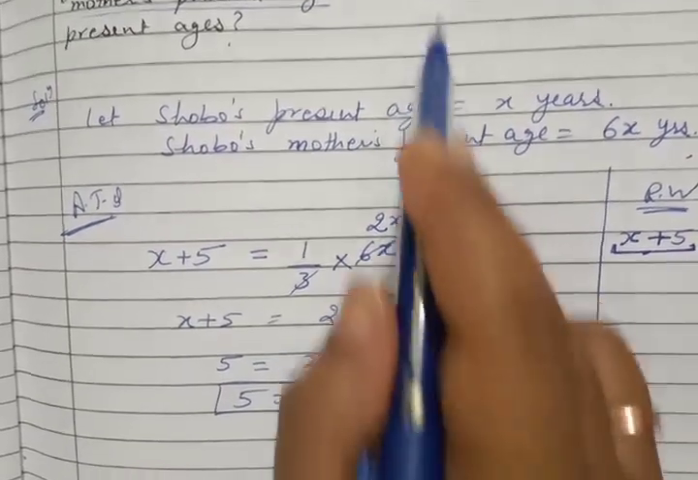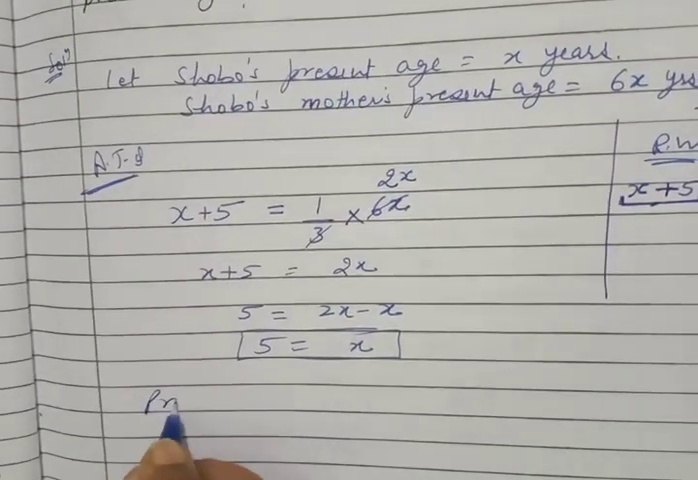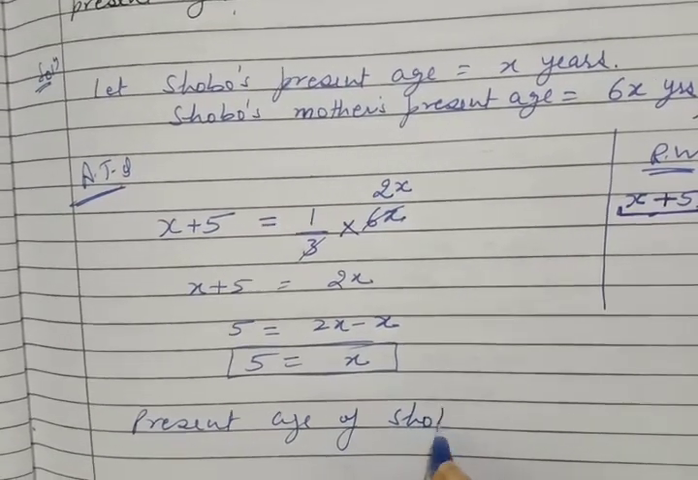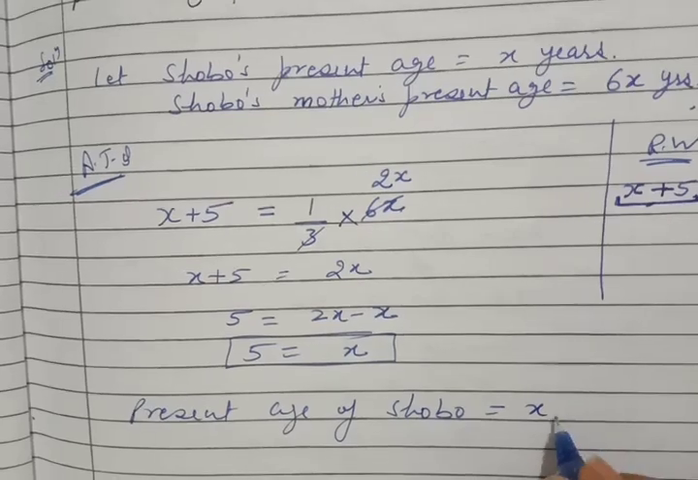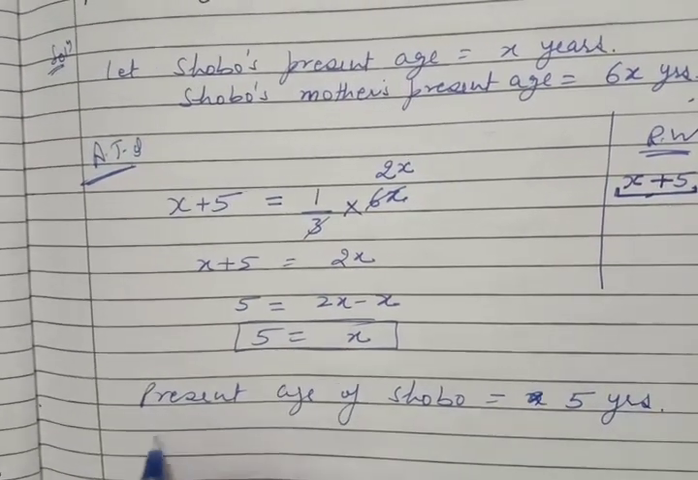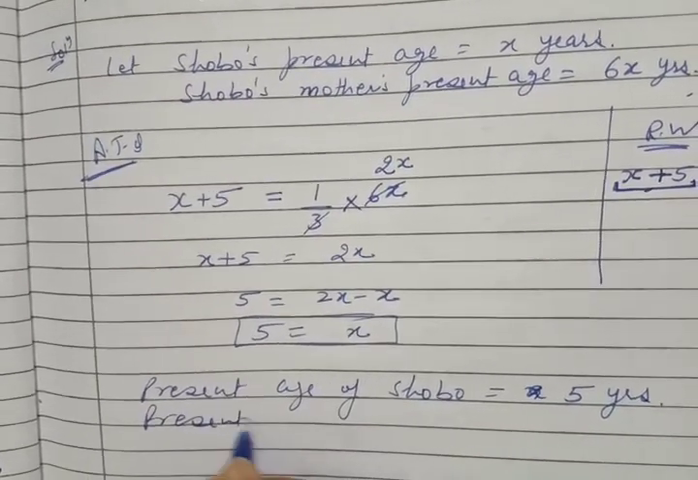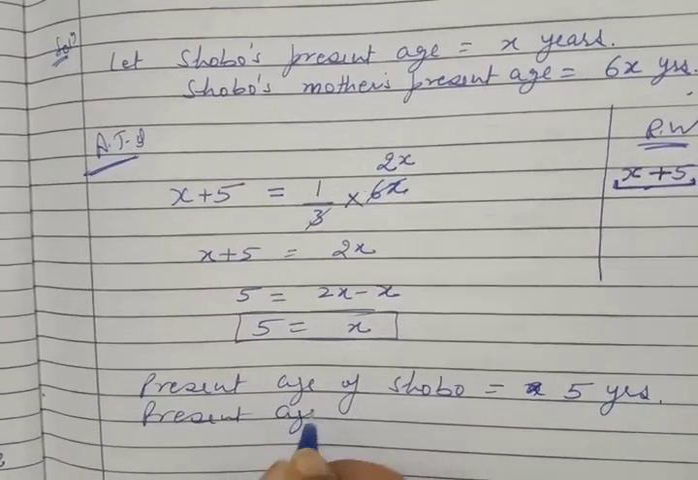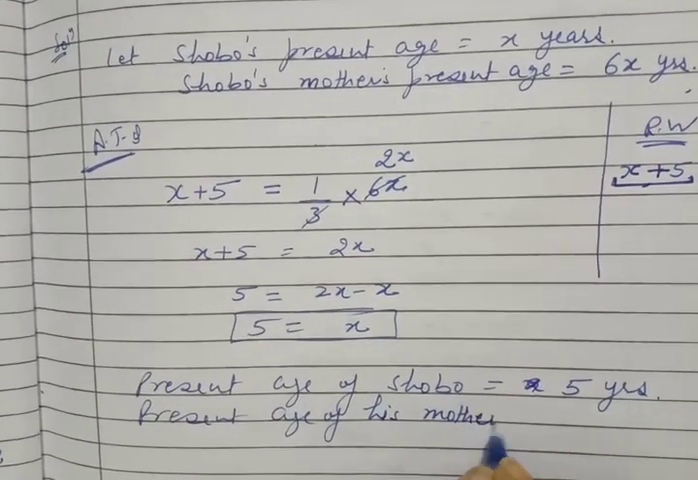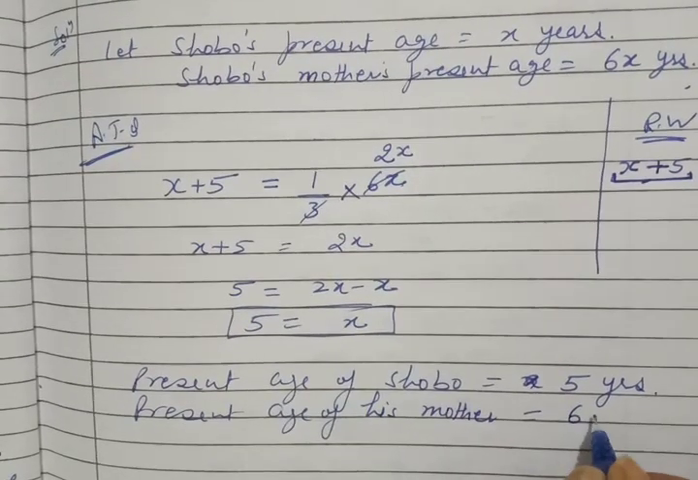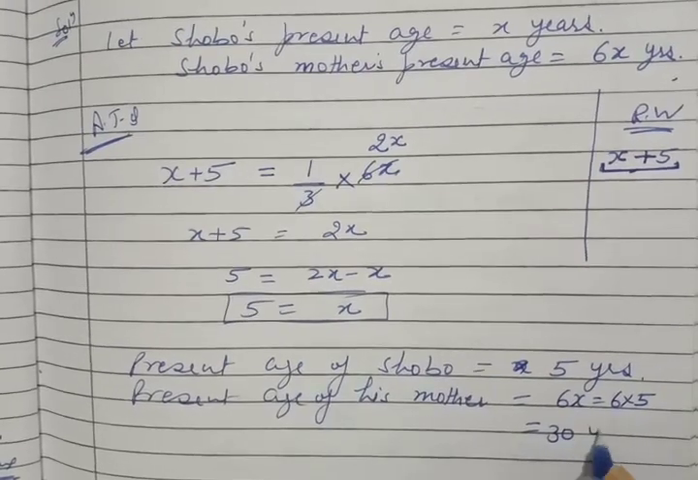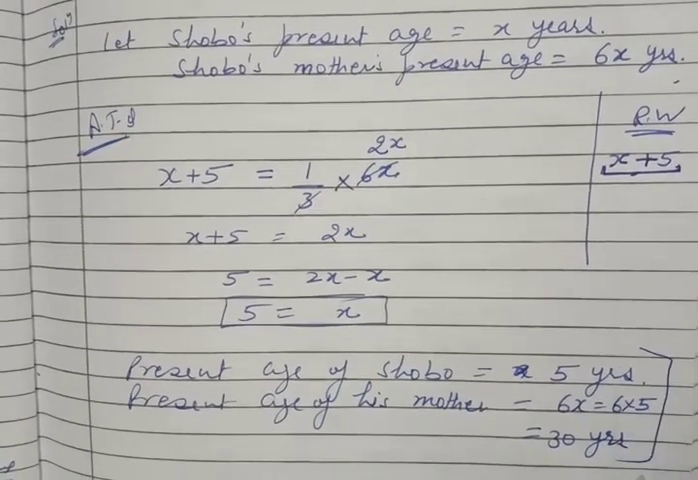Now the last two lines. What are their present ages? So present age of Shobo is equal to 5 years, and present age of his mother is equal to 6x, means 6 into 5, means 30 years. This is our answer.